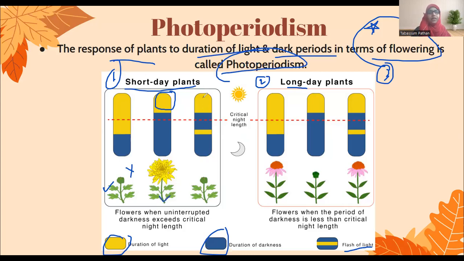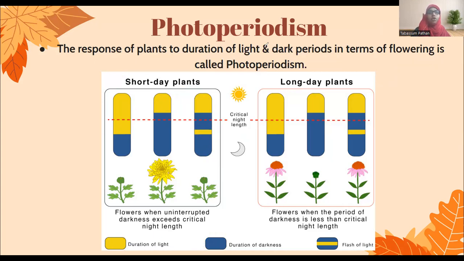Here also, if this is a short day plant and you give the required amount of light, but in the night time you also give some flash of artificial light, then also it will not flower. So flowers will bloom only when uninterrupted darkness exceeds the critical night length. So this is about short day plants.